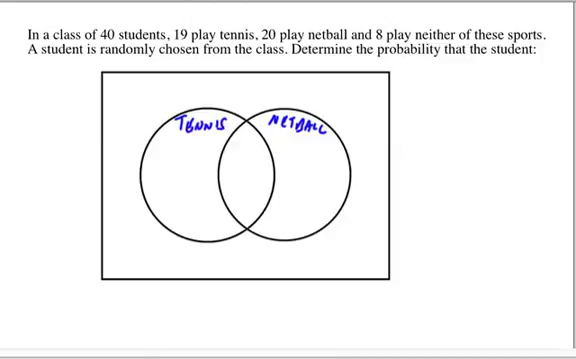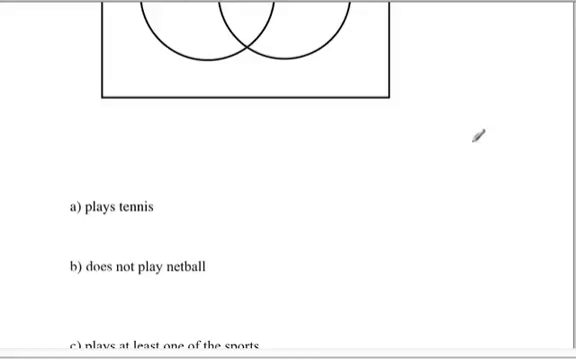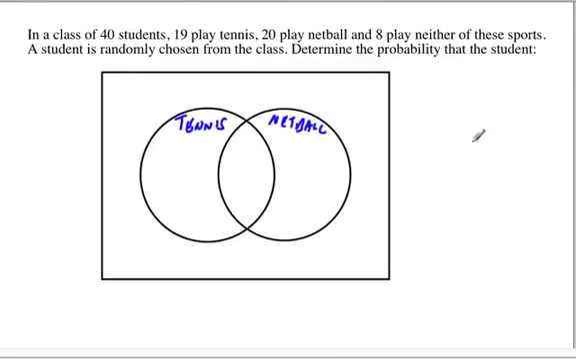So we're given that in a class of 40 students, 19 play tennis, 20 play netball, and 8 play neither of these sports. A student is chosen randomly from the class to determine the probability of each of these events. Now, we'll set up our Venn diagram first of all.